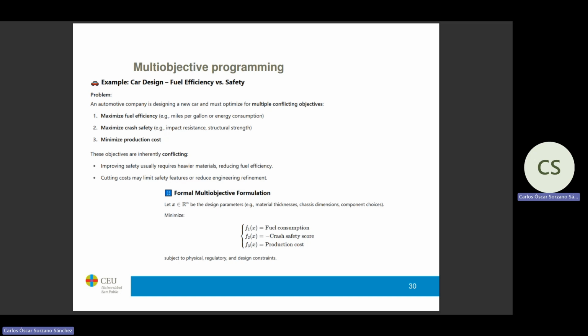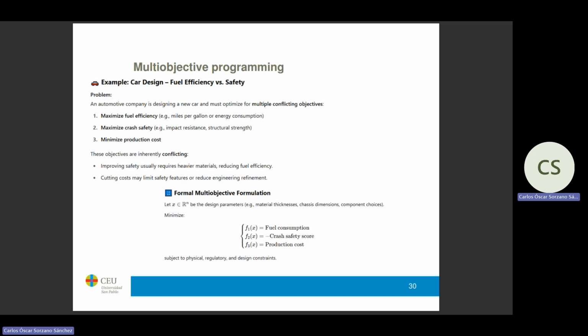So let's say that you are in a car company. These car companies design new cars, and they want to optimize multiple objectives. On one side, they want to maximize the fuel efficiency, so how many miles per gallon the car can run, or minimize the energy consumption. You want to maximize the crash safety, so impact resistance, structural strength, and so on. And you also want to minimize production cost.